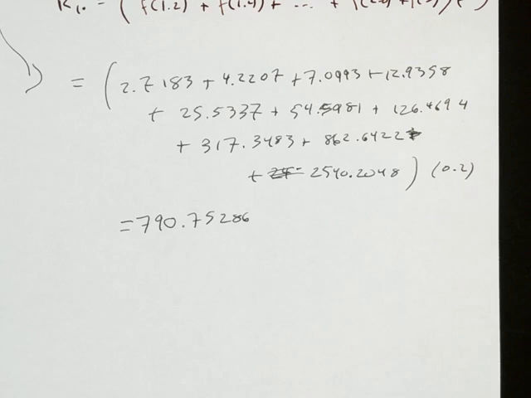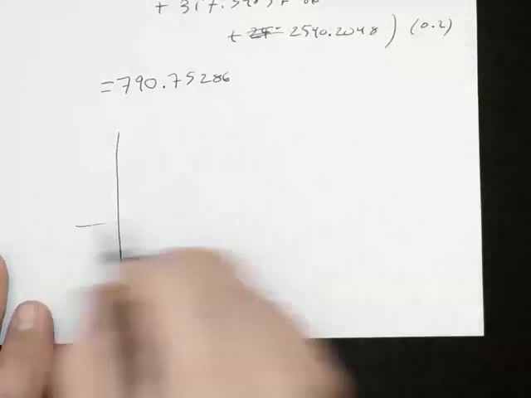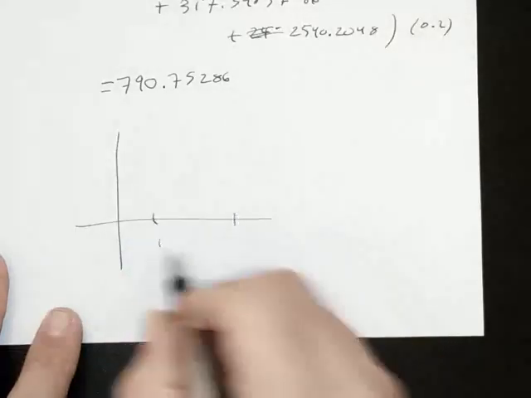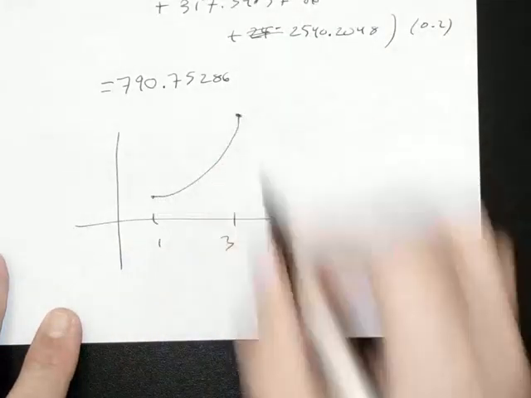How do you know? It's our graph looks like this. From 1 to 3, it goes like that.